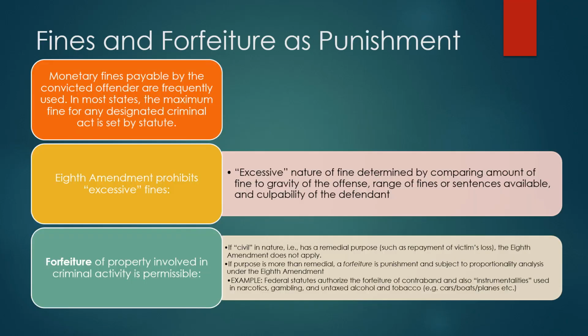So, fines and forfeitures as punishments. Monetary fines payable by convicted offenders are very frequently used. It is one of the things that the government wants: money. And the people that run government do not like to increase taxes on people that can vote. So who do you go after? Well, you go after people that can't vote. You go after people that commit crimes. There's no sympathy for them if you're taking their money.